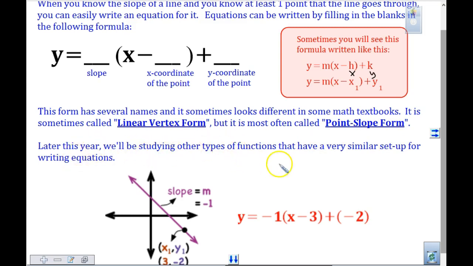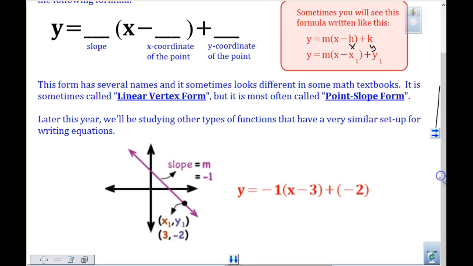Later this year, we're going to be studying other types of functions that are going to be set up almost exactly. We're going to do absolute value functions. They look just like this. We are going to do quadratic functions. They look in that same form. So getting down the form is going to kind of make it easier.